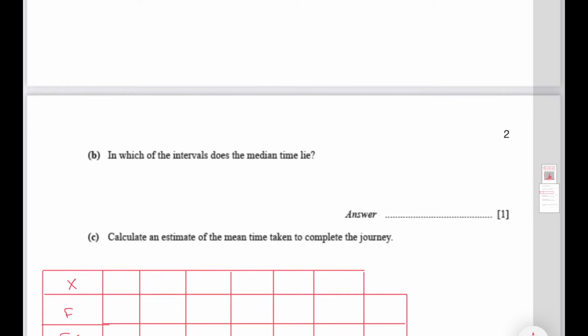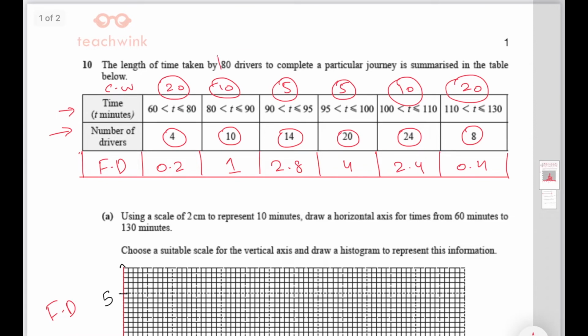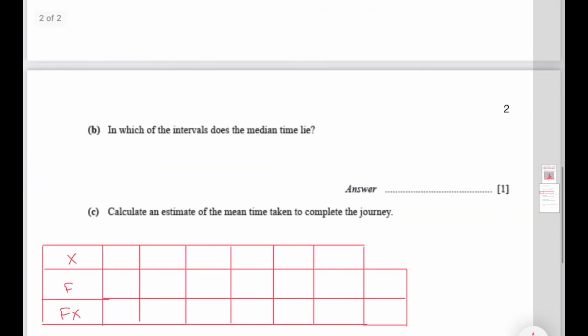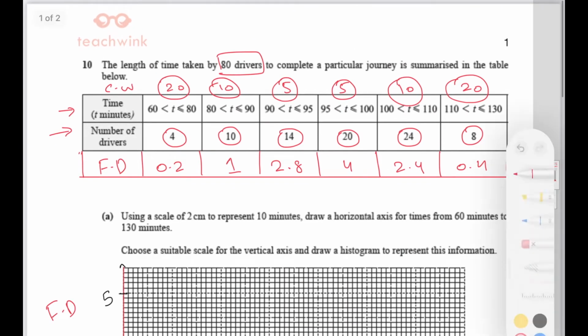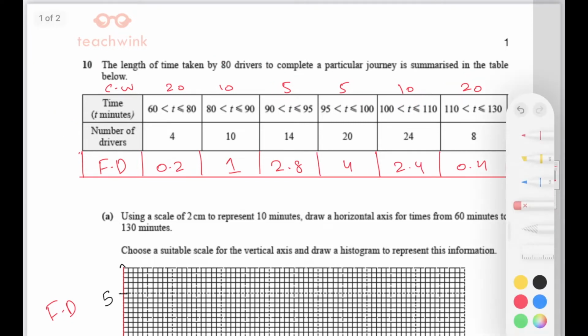So in order to find the median, first we have to look at the total number of drivers, that are 80 drivers. We find the half of 80 first. We divide it by 2. So the 40th term, wherever the 40th term lies, that is going to be the median time. So let's see. Let's remove these first, and let's remove these as well. Okay, so let's do this in black.